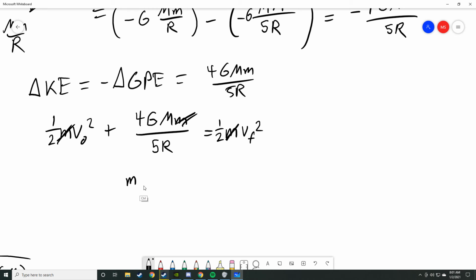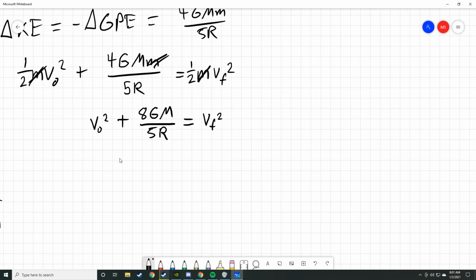So we get V naught squared, now we're multiplying by 2, so we get 8g capital M over 5r, is equal to, here we're multiplying by 2, so that goes away, the little m goes away, is equal to V final squared. There we go. Okay. What happened here? Oh, this was not an equal sign, this was a plus sign. My bad. So we get this equation. This relates the initial velocity to the final velocity.